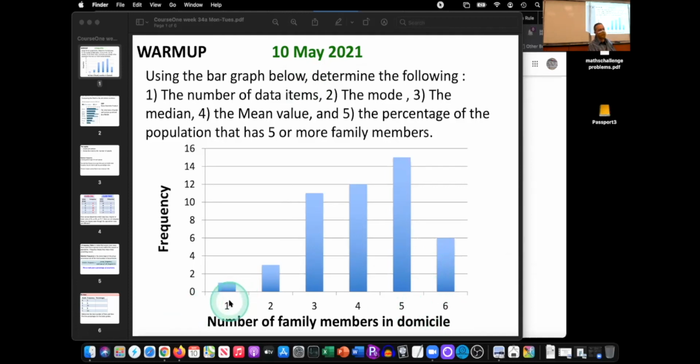Okay, so there's either one family member in the domicile, or two, or three, or four, or five, or six. So according to the data that we have, we're not looking at 7, 8, 9, 10, or more. Right? And so we want to find the number of data items, the mode, the median, the mean, and the percentage of the population that has 5 or more family members. Okay?